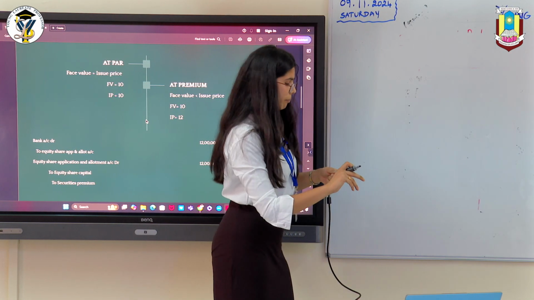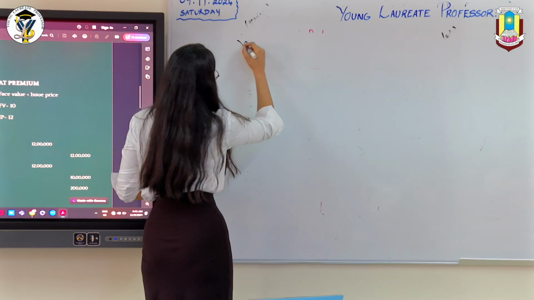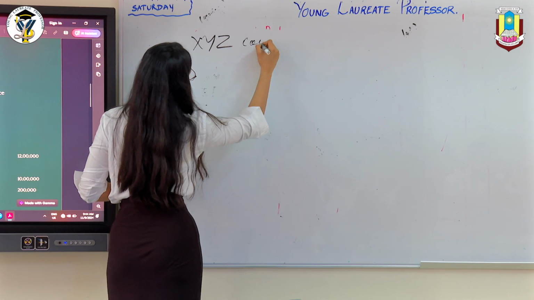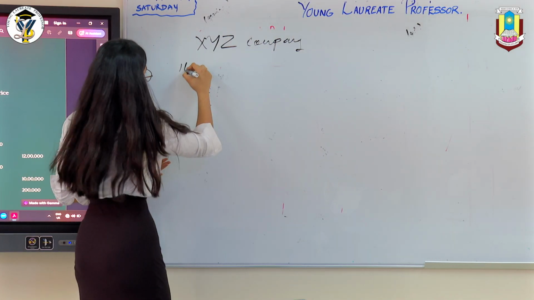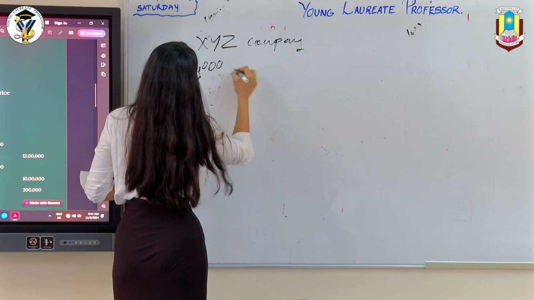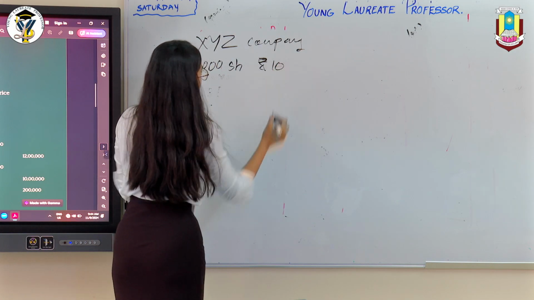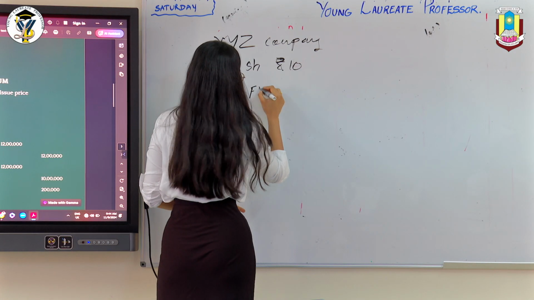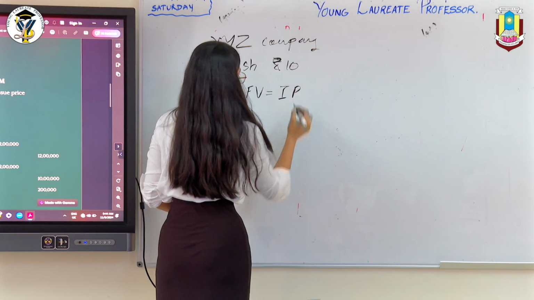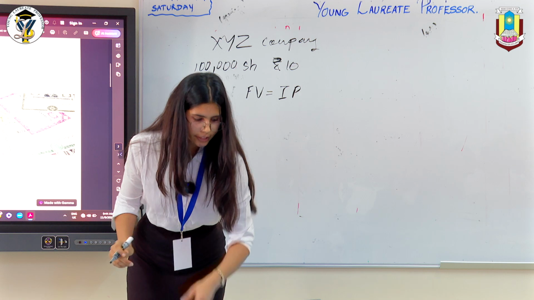Now here's an example. Say XYZ company is issuing 1 lakh shares for 10 rupees each. In this scenario, the face value is equal to the issue price. So in the first journal entry, let me show you the journal entry.